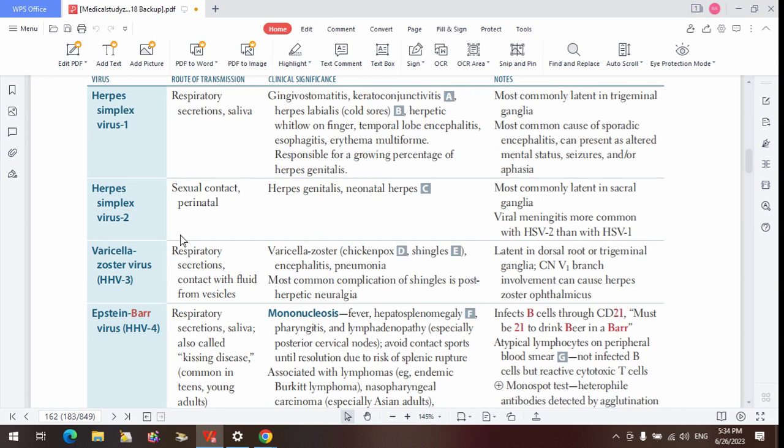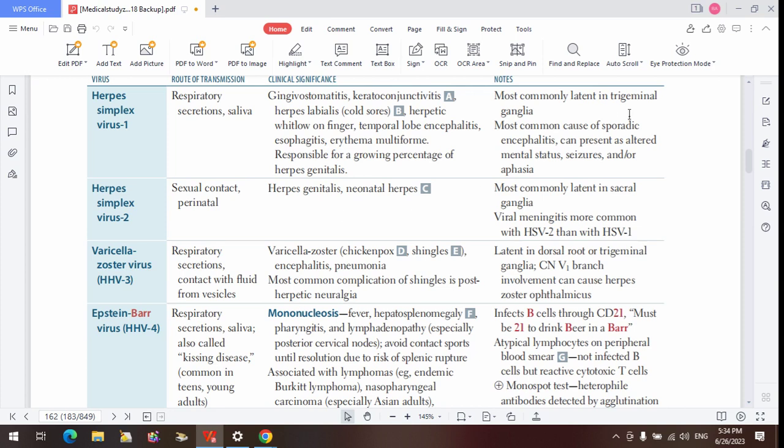Another thing worthy of note about type 2 is that it can also cause meningitis. So type 1 causes encephalitis that predominantly affects the temporal lobe, while type 2 causes meningitis. Meningitis is common for type 2 rather than type 1. So when somebody has viral meningitis and you are thinking of a virus, one of the viruses that can be implicated is herpes simplex virus 2.